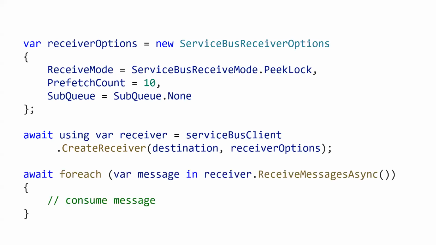And then you can use the await foreach syntax that is available with C# 8, and you can just receive messages. This iterator will basically loop through the messages available, and if there are no messages in the queue anymore, it will just asynchronously wait there, and then if messages come in, the foreach will continue and happily consume the messages.